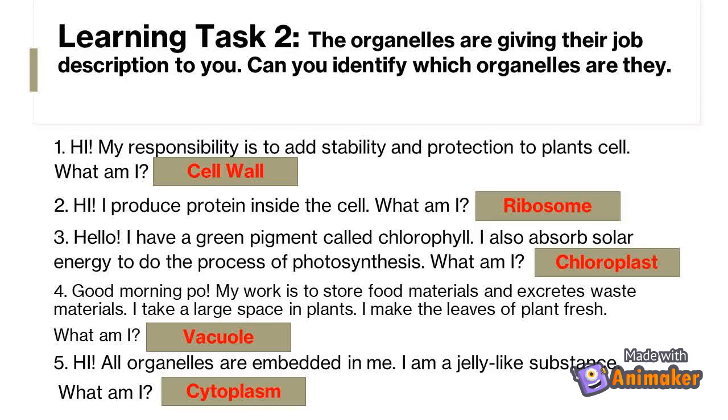3. Hello. I have a green pigment called chlorophyll. I also absorb solar energy to do the process of photosynthesis. What am I? I am chloroplast. 4. Good morning po. My work is to store food materials and excrete waste materials. I take a large space in plants. I make the leaves of the plant fresh. What am I? I am vacuole. 5. Hi. All organelles are embedded in me. I am a jelly-like substance. What am I? I am cytoplasm.